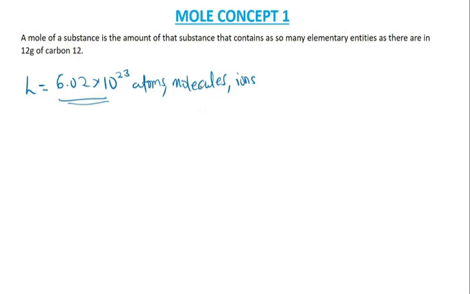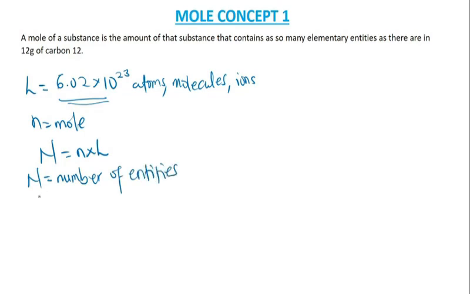Now the relationship between the Avogadro's number, which is L, and the amount of substance or the mole, represented by small n, is given to us by capital N is equal to small n multiplied by L, where capital N is the number of entities, small n is the mole, and L is the Avogadro's number or constant.